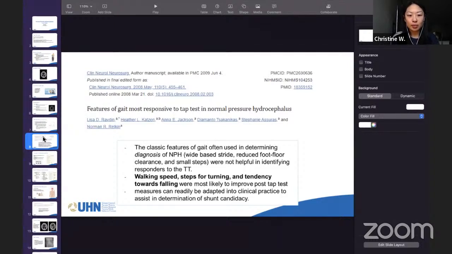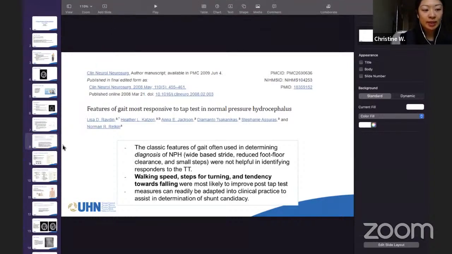And so we found this article, which essentially says that the classic features of gait often used to determine diagnosis of NPH include things like a wide base stride, reduced foot floor clearance, and small steps. Those are the things that are not so sensitive and specific, but things like walking speed, steps of turning, and tendency towards falling were the most likely to improve post-TAP test. And these should be measured specifically after a TAP test to determine shunt candidacy and whether or not someone should get a VP shunt.